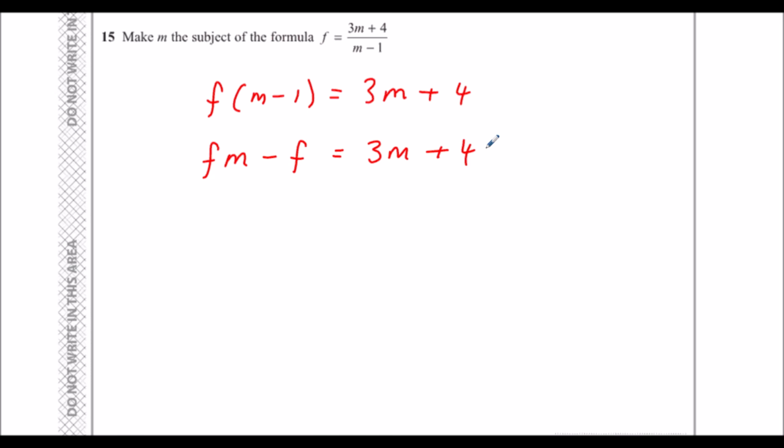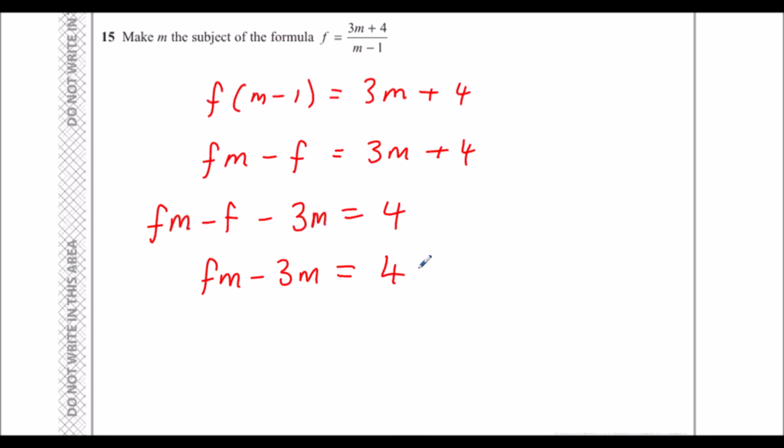So we've got two m terms now. So we need to get them on one side and everything else on the other side. It doesn't matter which way round we do this. I'm going to get the m's on the left side. So I'm going to take 3m from both sides. So I've got fm minus f minus 3m equals 4. And then I'm going to plus f to both sides. So fm minus 3m equals 4 plus f, or f plus 4.